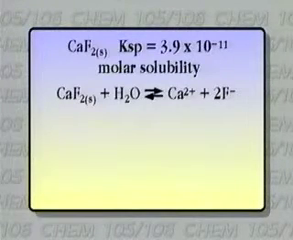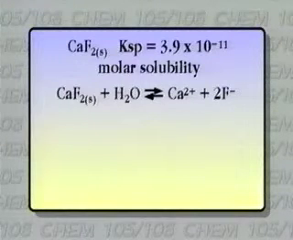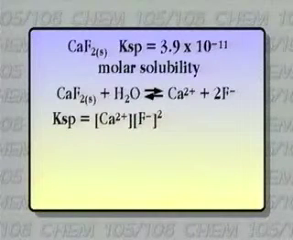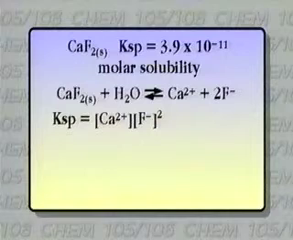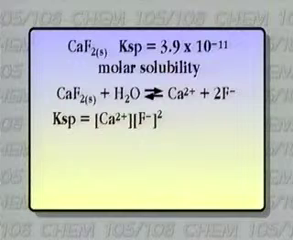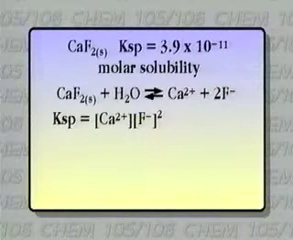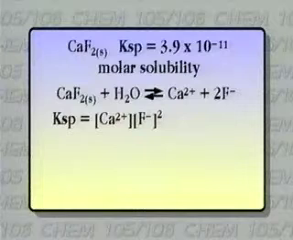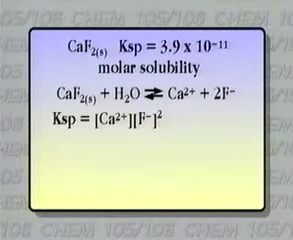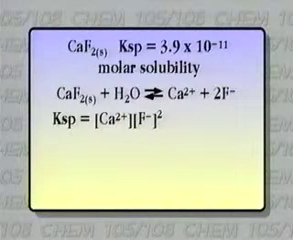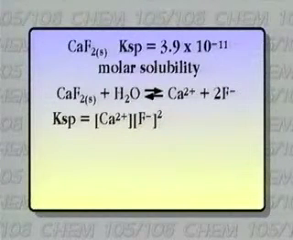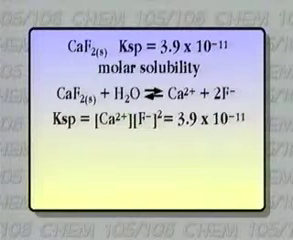Now, we can say Ksp is equal to calcium ion times the fluoride ion squared. We have to keep our stoichiometric balance from the equation in mind. We have to use the proper coefficients on expressing the concentrations. This again is unity, and we don't include the water, so we don't have either of those in the equilibrium expression. This whole thing is 3.9 times 10 to the minus 11.